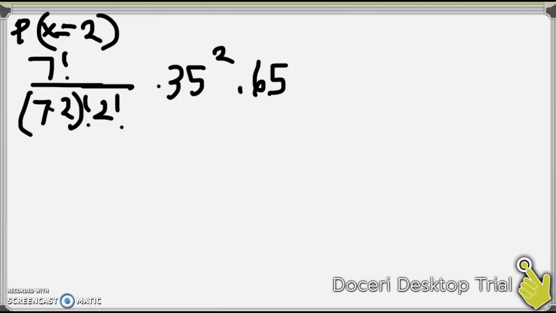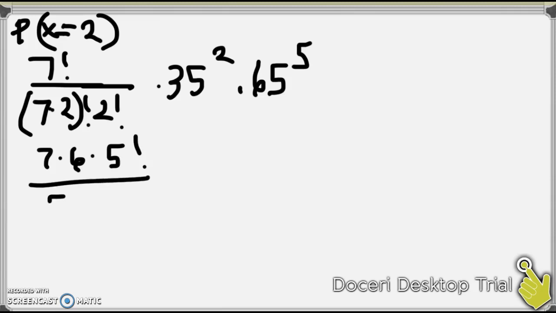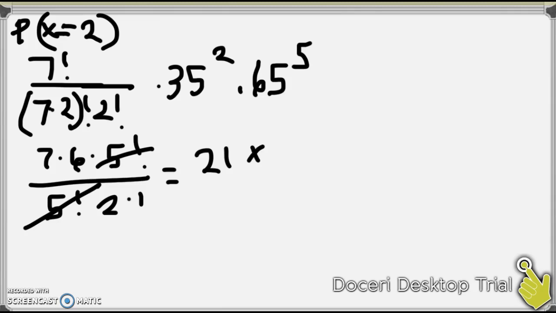And then n minus x, or what number goes here to add up to 7? Well, you know that would be 5. So in your calculator, you do 7 times 6 times 5 over 5, and the 5 on the bottom would cancel out, and then you would have 2 times 1. 7 times 6 is 42, divided by 2 is 21. I like to get that part out of the way, and then I can put 21 times 0.35 squared times 0.65 to the 5th. And if you put all of that in your calculator, I believe you get 0.2985.